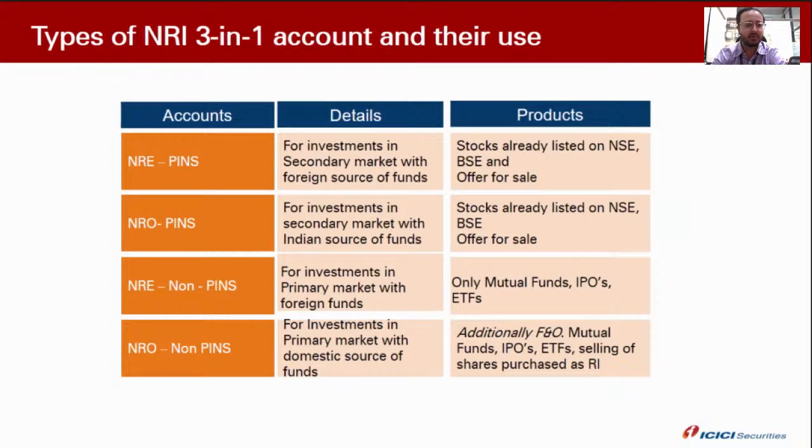The pins account is the account that is used for secondary market transactions. So if you want to buy and sell stocks, then you need to open the pins account, whether NRE or NRO, depending upon what type of funds you wish to use in the secondary market. And the non-pins account is for primary market transactions. Generally, it is used for everything else besides equity, things like mutual funds, IPOs, ETFs.